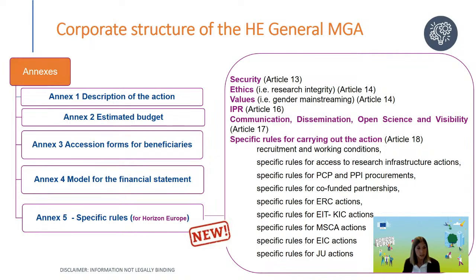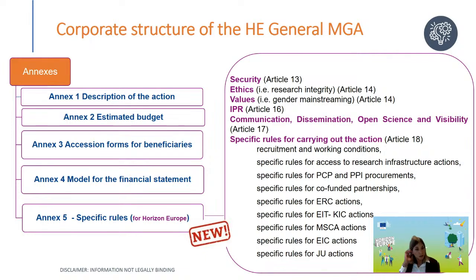Annex 3 is the accession forms for the beneficiaries. So normally the grant agreement is signed by the coordinator and by us, by the Commission or the executive agency as your granting authority. And then after the signature by the coordinator and the granting authority, beneficiaries have to sign the accession form to accede to the grant agreement.